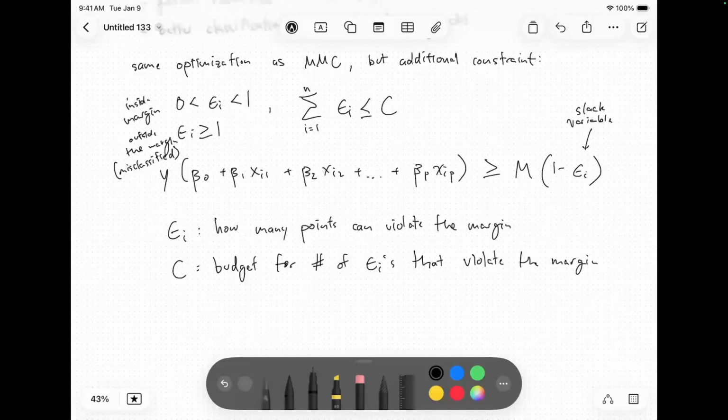Okay? So now you're allowed in your optimization to be in the wrong place, right? So now you can have a red dot in the blue area, and that's totally fine. And whenever that happens, your epsilon will be larger than 1. It's like on the wrong side of the curve. And you can allocate a budget for how many times this can happen based off of C. And so C is really our tuning parameter.